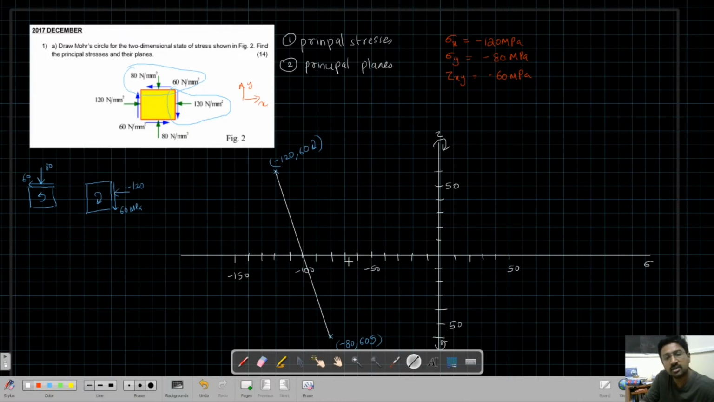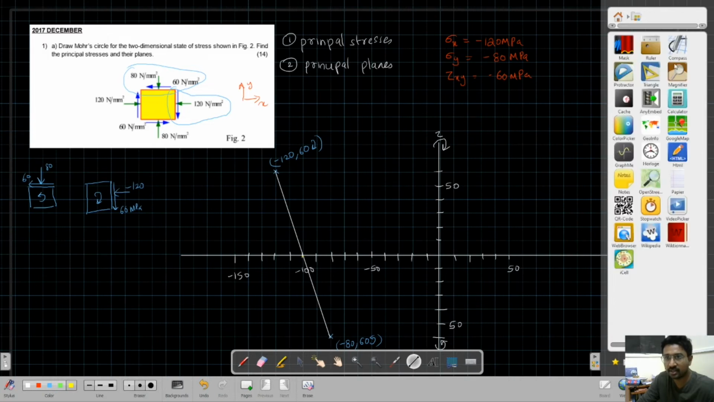Right. So this represents the diameter of my Mohr circle, and this point will be the center. Now I will try to draw the circle.